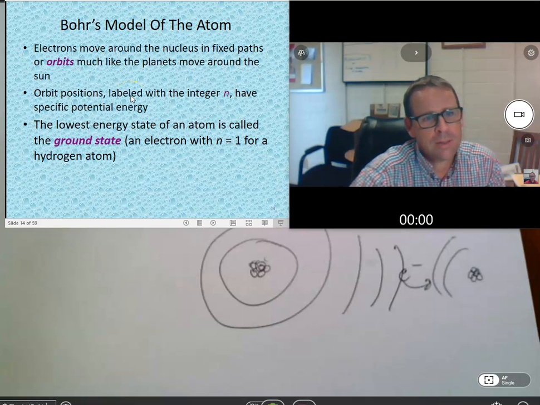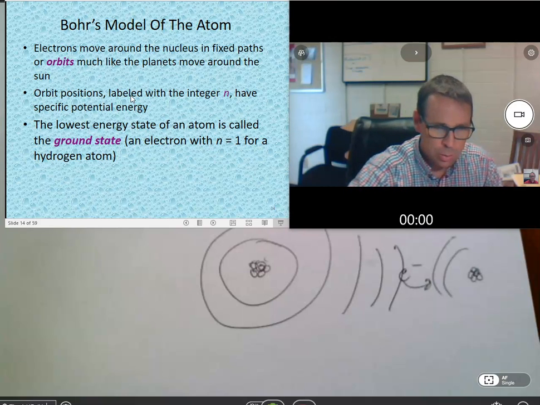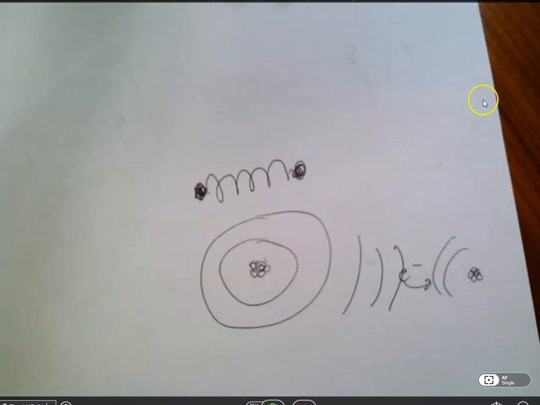Quantized. Orbits of electrons are quantized, and we call them orbitals. Let's see here. This needs to be restarted for some reason.